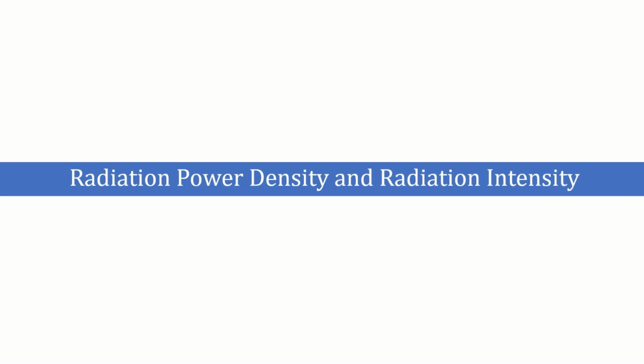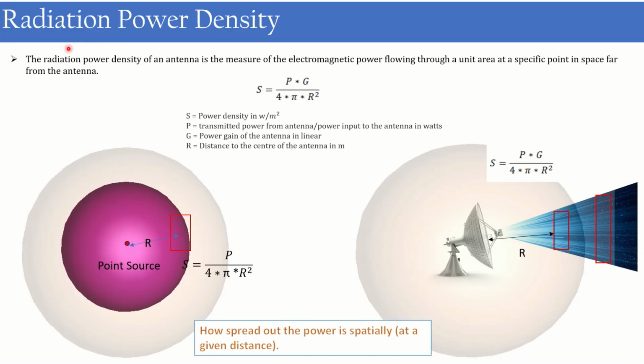In this video, we are going to explore two antenna parameters, radiation power density and radiation intensity. The first parameter we are going to consider is radiation power density. From the name itself, it means that it is something associated with the area.